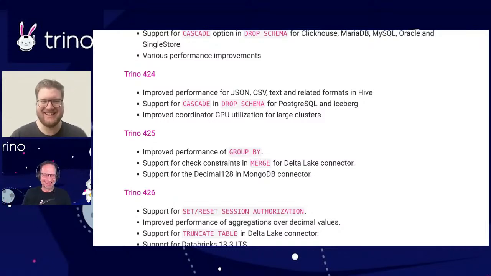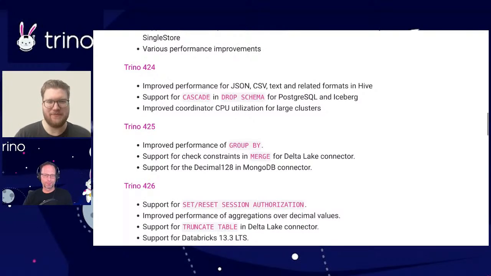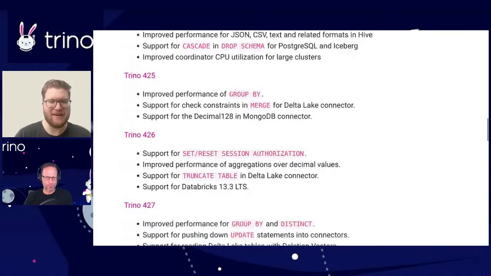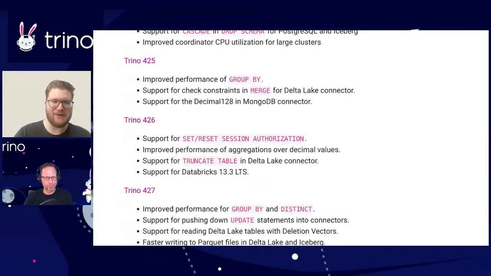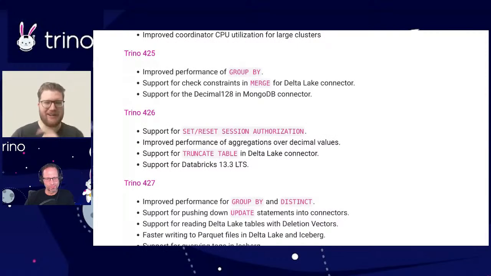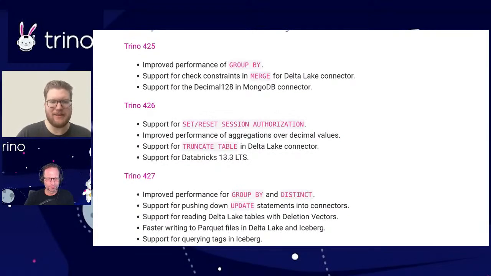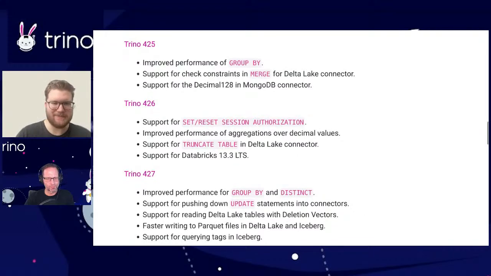Hopefully a good thing. So 425 brought us improved performance of group by, as well as check constraints in merge for the Delta Lake connector, and then decimal 128 in MongoDB. Group by we'll see again in a little bit in 427. 426 brought support for set reset session authorization, so better security management and authorization management. Improved performance of aggregations over decimal values, so we're handling decimals better, which is pretty handy for a lot of data. Support for truncate table in Delta Lake, and then support for Databricks 13.3.